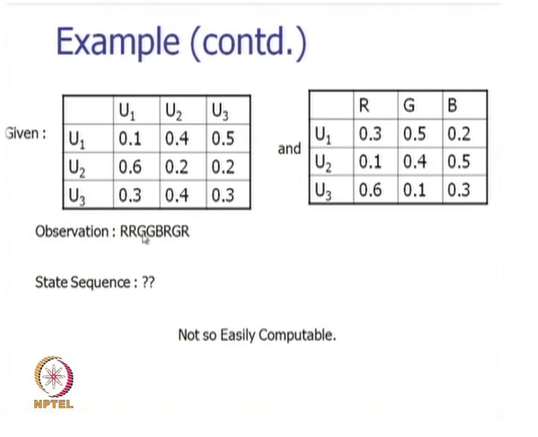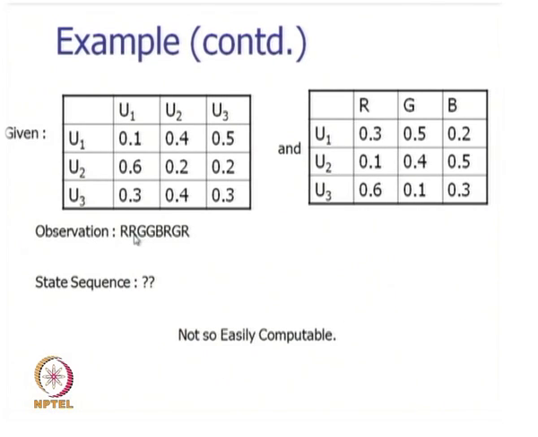Now, the question that is asked is, here is the observation of the colors of the balls drawn: R, R, G, G, B, R, G, R, that is red, red, green, green, blue, red, green, red. Then from this observation sequence, can we identify the state sequence? That means, the urns which were chosen corresponding to each ball. So, this is not easily computable, we have to predict this.